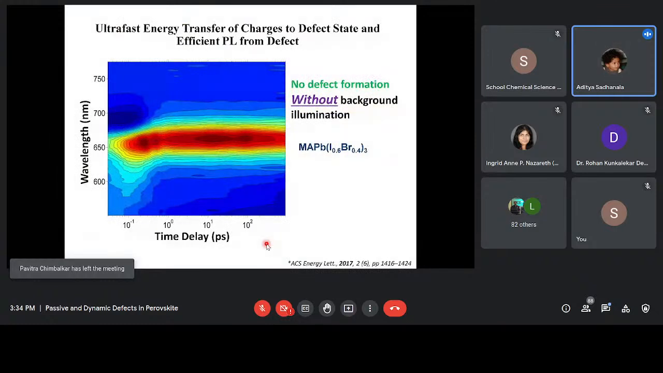Now, we did some ultrafast investigations on this, and for people who don't know this, don't worry, it's nothing that you need to really get in depth about.